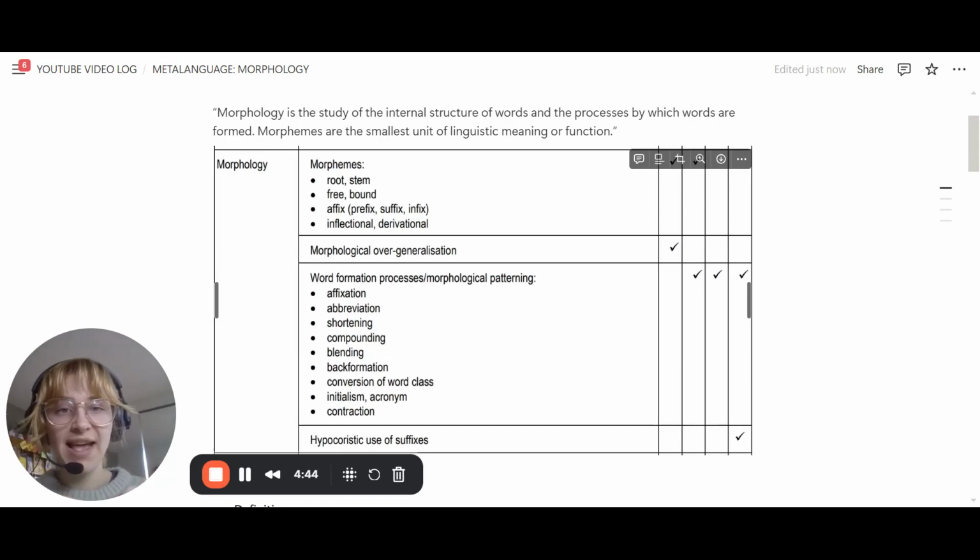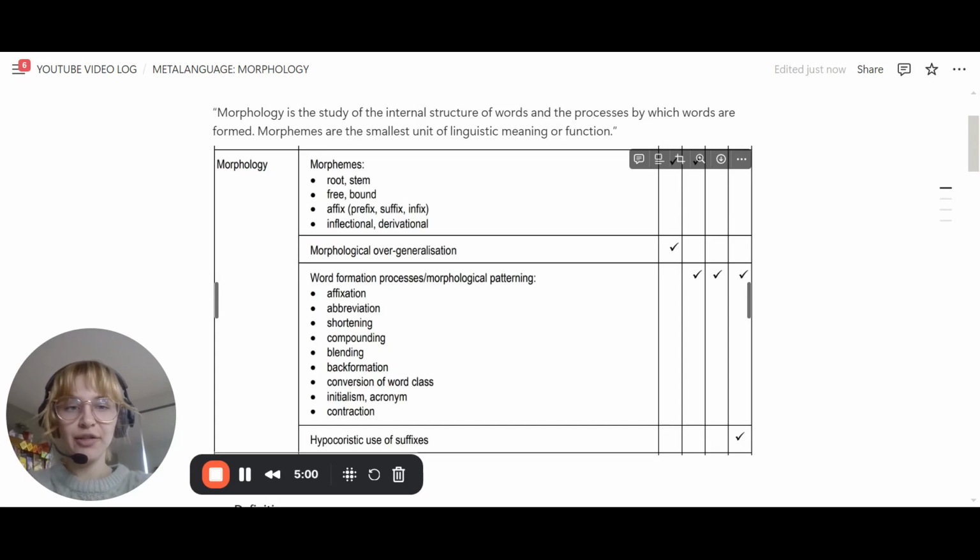I've also made a subsystems patterning video before, so hopefully word formation processes, if you're in year 12, will be pretty familiar to you already, but you can watch this as many times as you need to, and that one as well as many times as you need to.